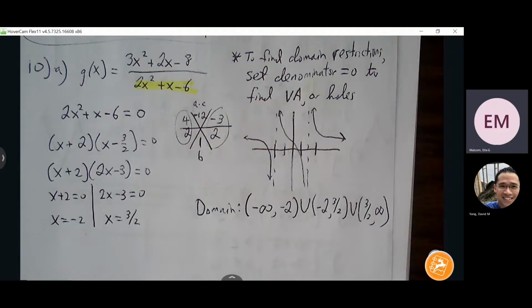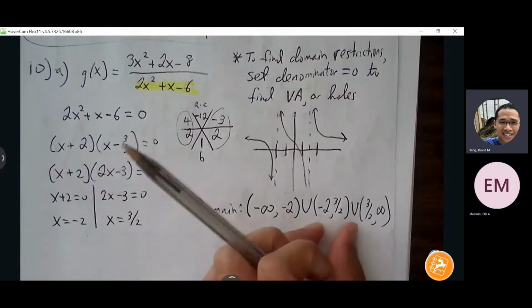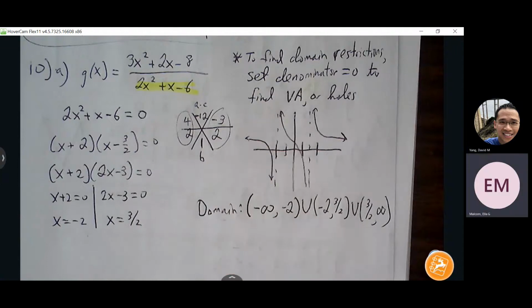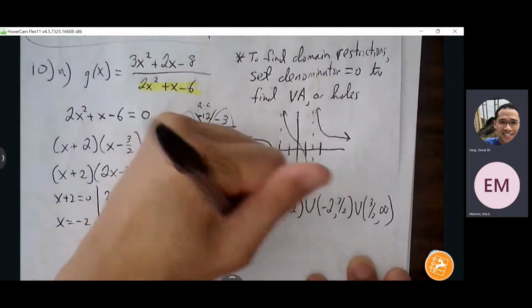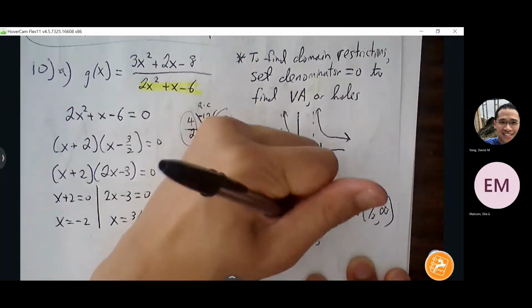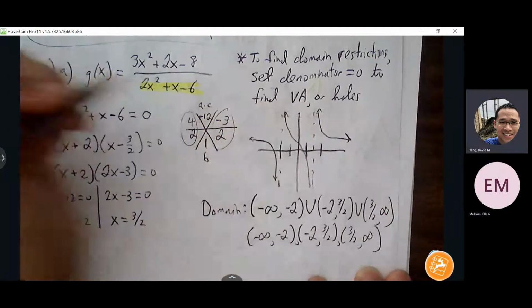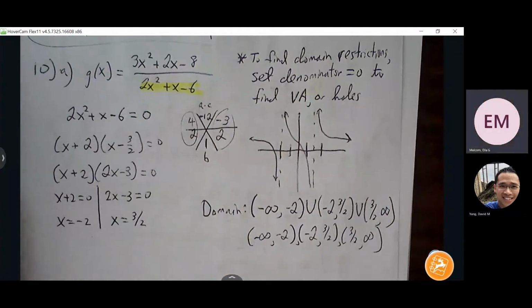Is that like a U, as in showing it's like a union? Yeah, that union is the same thing as a comma. It just means that I'm going to skip to my next interval. But you can definitely write it this way as well. Yeah, either way is successful.